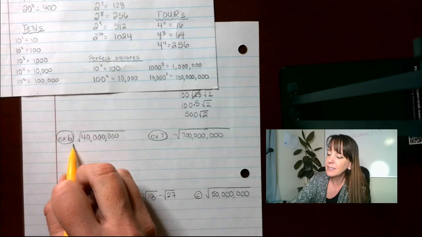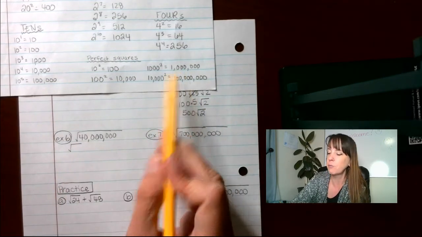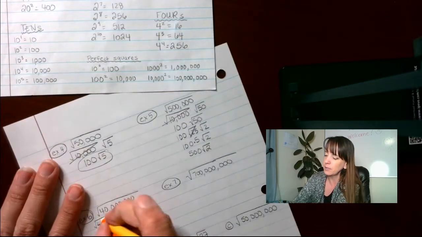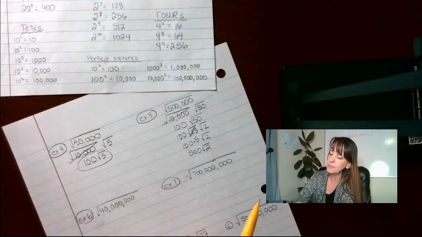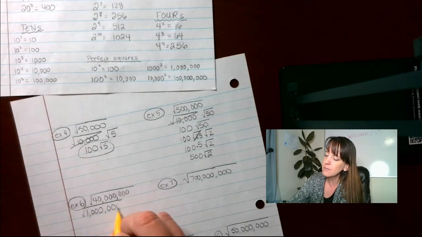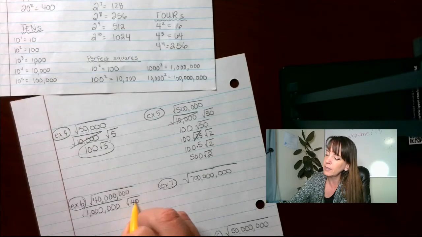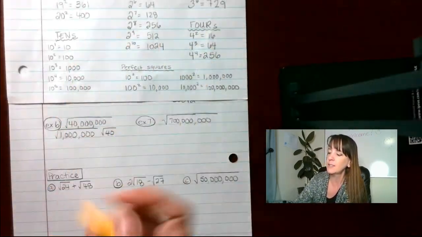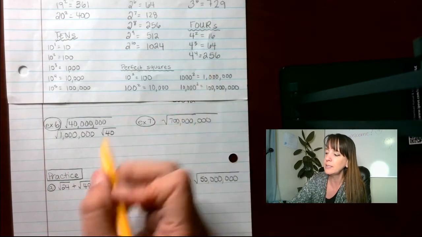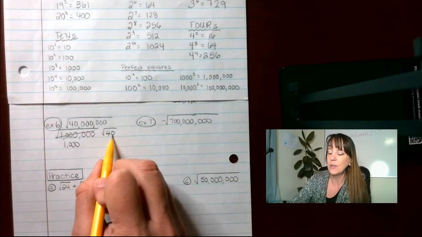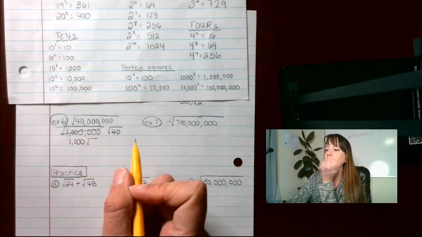All right, so for this guy here, I have 40. So I'm looking at my perfect squares up here, and I could do 40 times 1 million. So that's 40. I'm going to do the million first, just to get it out of the way there. 1 million. And then I got 40 there, like that guy. All right, so 1 million we know is 1,000, so this is going to be 1,000. And then root 40, what perfect squares do we have in there?